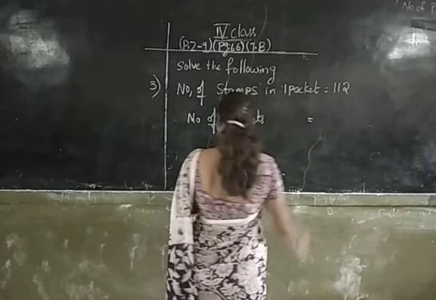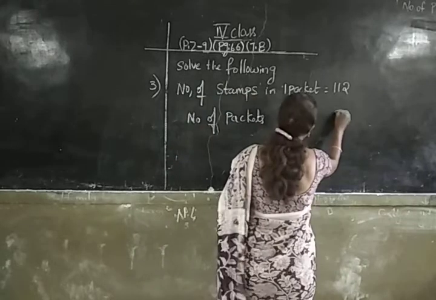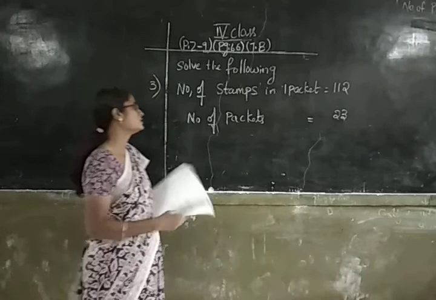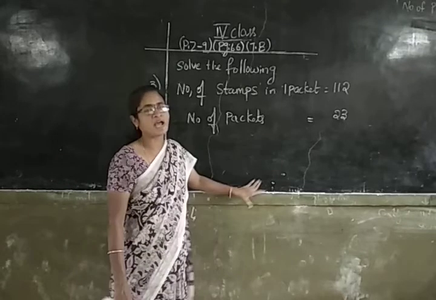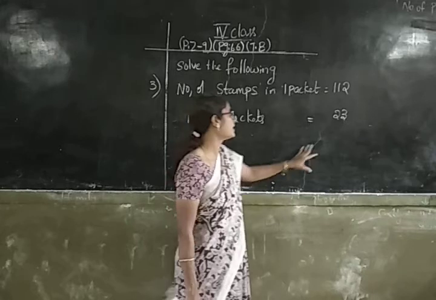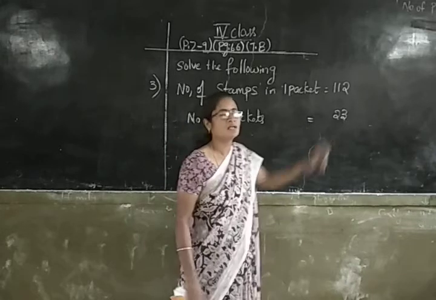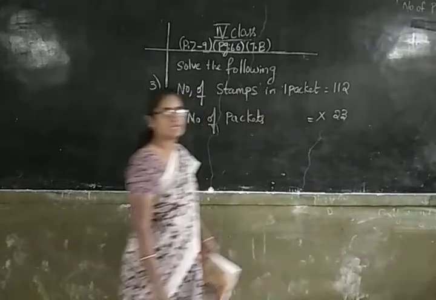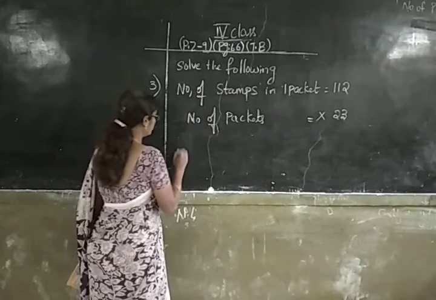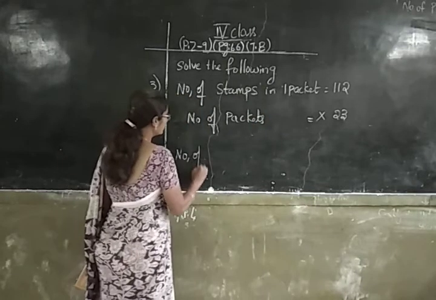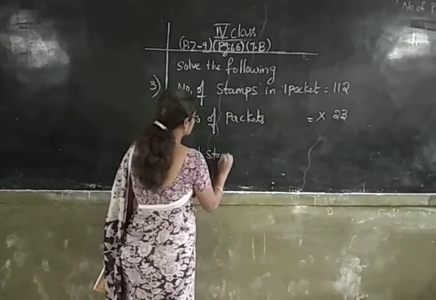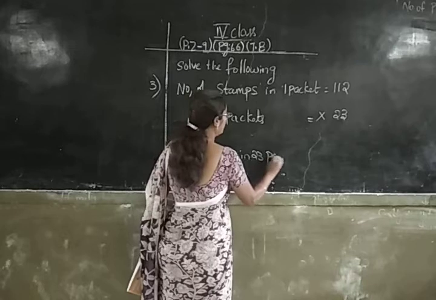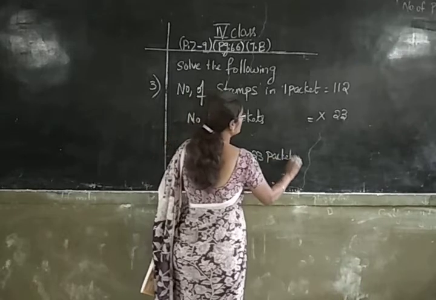So Deepali is having how many packets? She is having 23 packets. Now we have to find out how many stamps are there in 23 packets. Further, we have to use the operation multiplication. So now we have to find out the number of stamps in 23 packets. Did you understand, children?